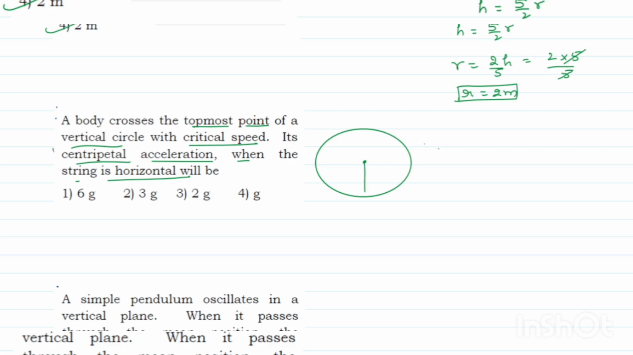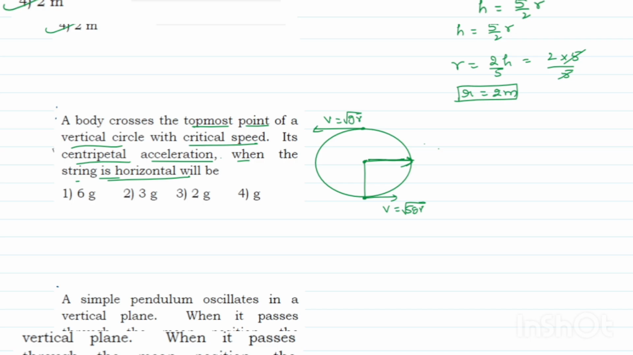So this is the initial position of the string, students. Here a body crosses the topmost point of a vertical circle with the critical speed. Its centripetal acceleration when the string is horizontal. Now this is the position of the string when it's horizontal. At the bottommost point, the minimum velocity to complete its circular path will be root 5gr, and at the topmost point the critical velocity will be root gr, students.